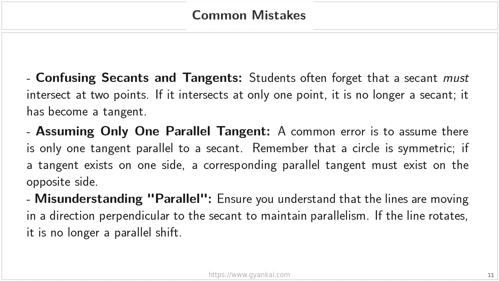Now, before we wrap up today's lesson, I want to pause and address some common pitfalls. As we've seen throughout this presentation, the transition from a secant to a tangent is a subtle but crucial distinction, and it's easy to get tripped up.